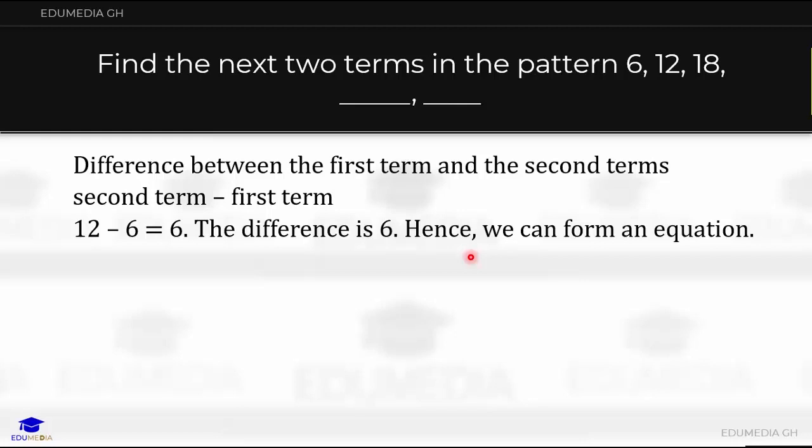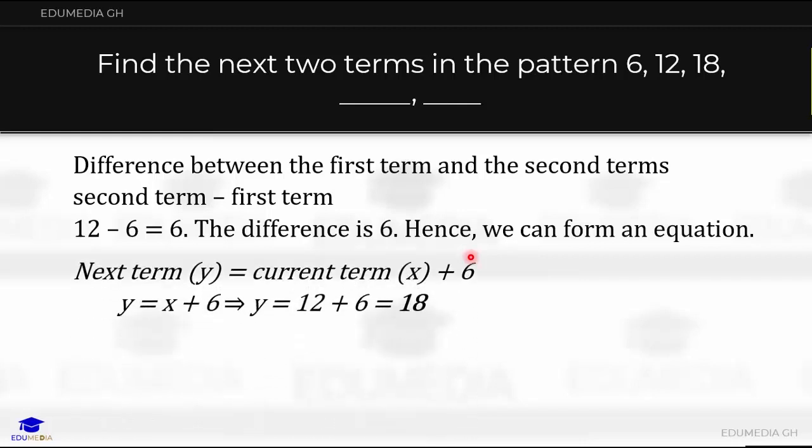Now that we have that, we can form an equation from this. And the equation will look like this. Next term, that is y, equals current term, which is x, plus 6. Now to test this, I'll use the third number. We have y equals x plus 6. Remember, y is the next term. So that's what we are looking for.